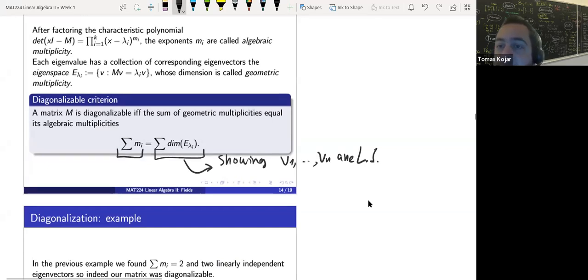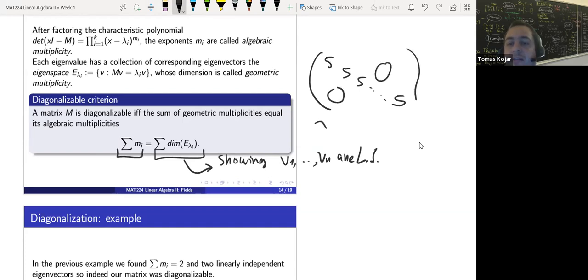So I see a lot of questions here. How many eigenvectors can one eigenvalue have? Well, in theory, all of them, right? So 5, 5, 5, 5, 0, 0. This is lambda equal to 5, but the eigenspace can be as big as the number of diagonal entries you have.